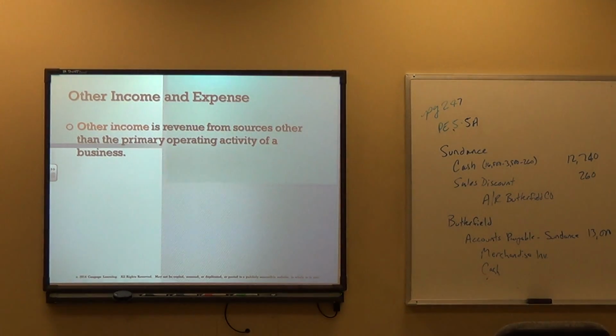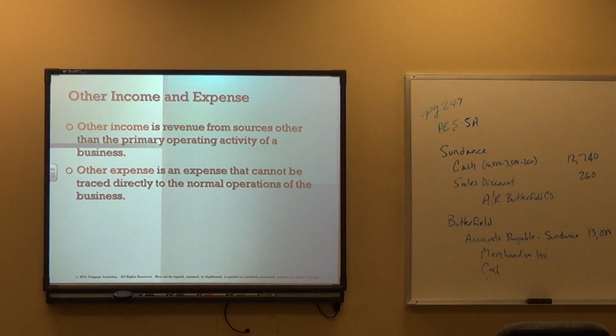So other income is revenue from sources other than our primary operating activities, like I said. And then other expenses are those that cannot be traced directly to the normal operations of the business. Again, we want to see how our operation is doing, and we have our other items that we can also take a look at. We want to break those down because if I'm evaluating the company, I want to know specifically what they're doing in certain areas.